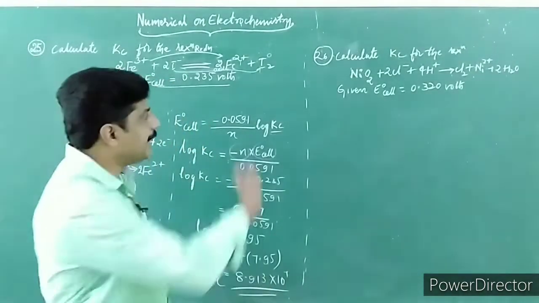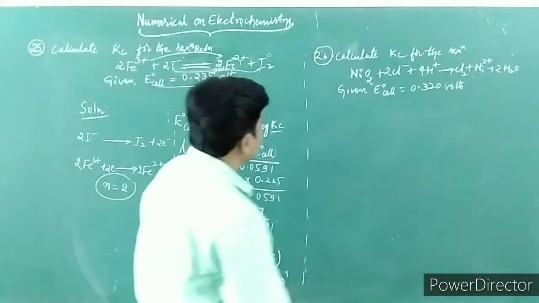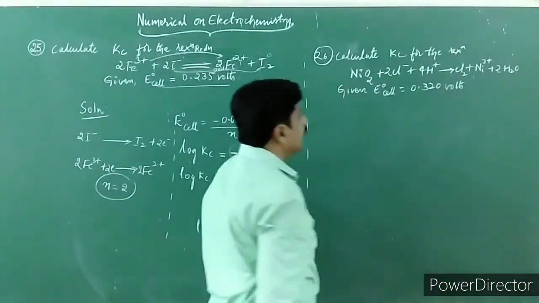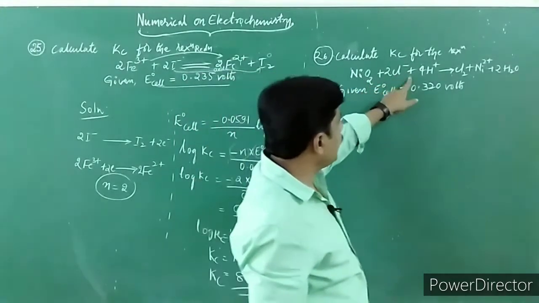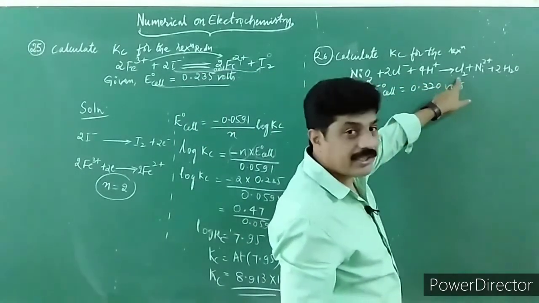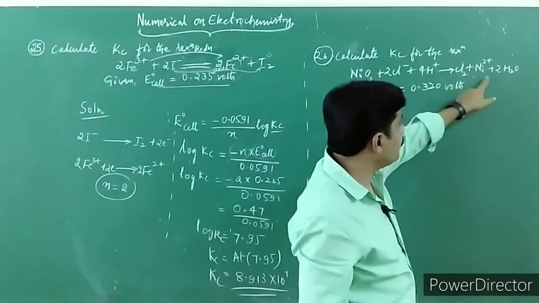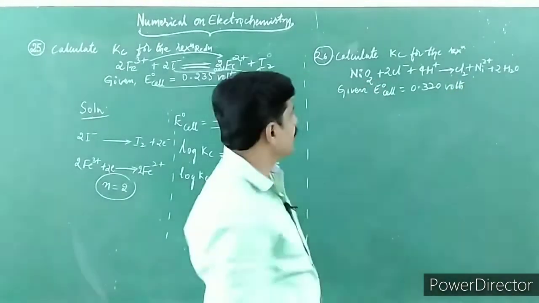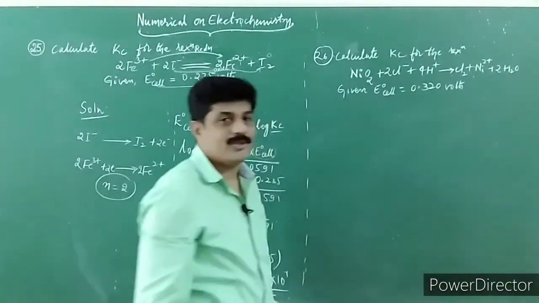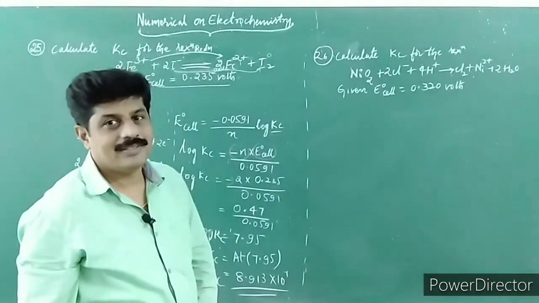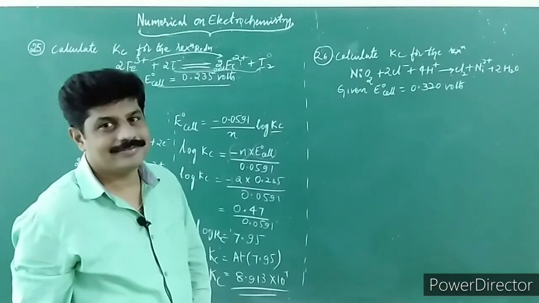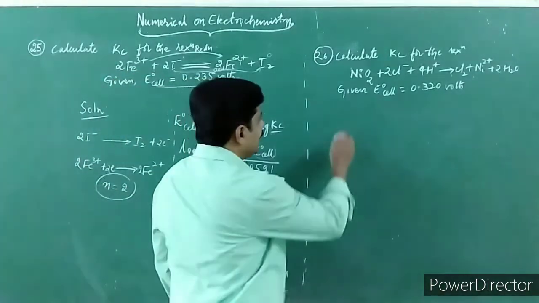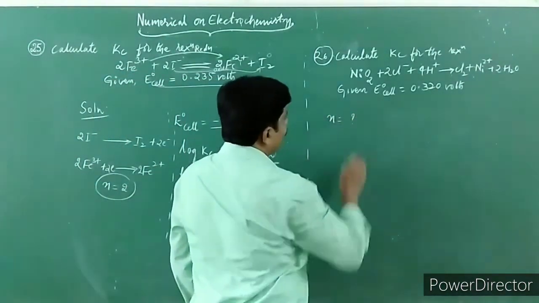Hope you got it. Let me take up one more. Look at here. Calculate Kc for the reaction NiO2 plus 2Cl minus plus 4H plus ion giving rise to Cl2 plus Ni2 plus 2H2O. Given E naught cell is equal to 0.320 volts. Children, let me give this for your homework. So how to find out the N here? How to find out the N?